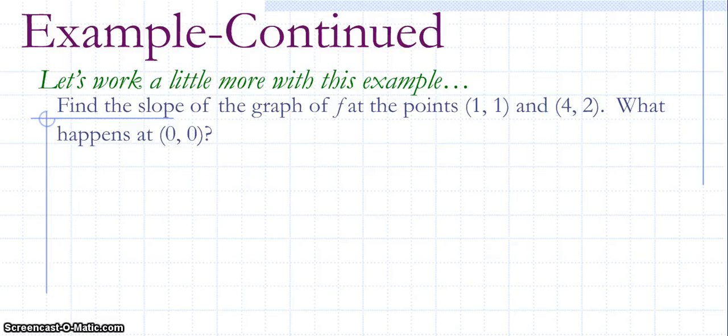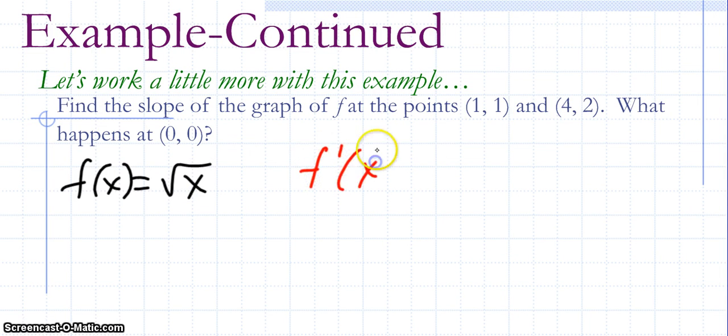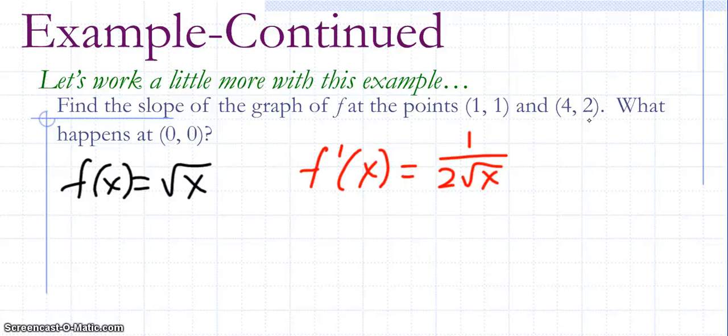Okay, so now I want to continue on with that last example a little bit more. So we know that, remember, the function was the square root of x, the derivative was 1 over 2 root x. So I want you to find the slope of the graph of f at the points (1, 1), (4, 2), and then look at what's going to happen at (0, 0). So pause the video, find those slopes. That should not take long since you've already done the derivative, and then unpause and we'll discuss.